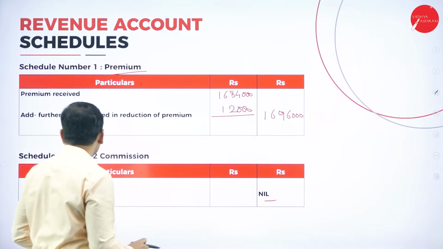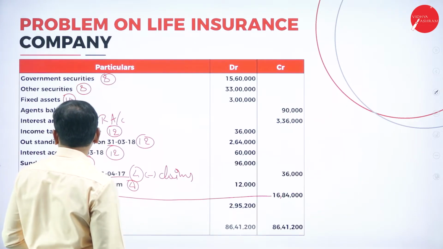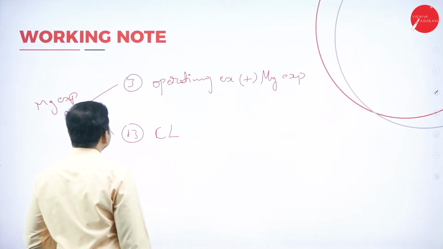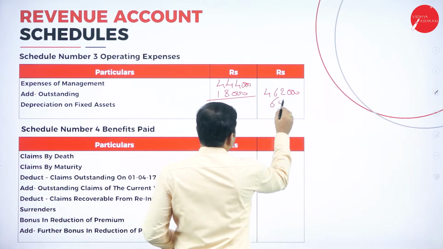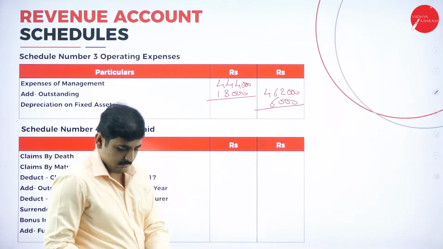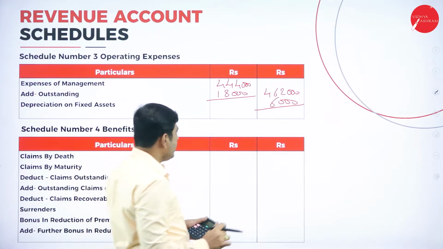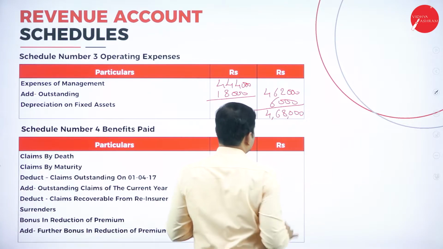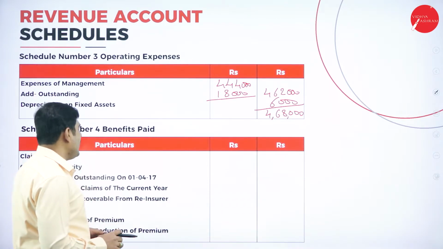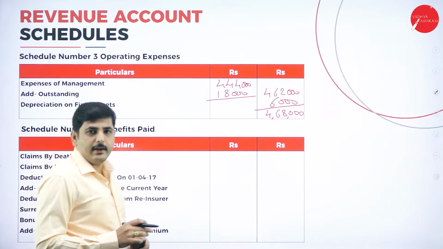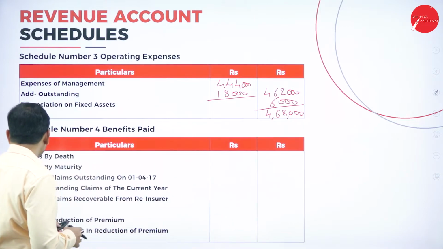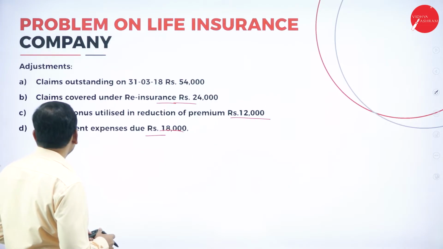Again, if you have any depreciation on fixed asset, we have to add this here. So depreciation on fixed asset is 6,000. Add this, so plus 6,000. So we get 4,68,000. Next schedule number 4, benefits paid. In benefits paid, we have no claims, we have bonus, we have annuities and surrenders. So first one, claims.